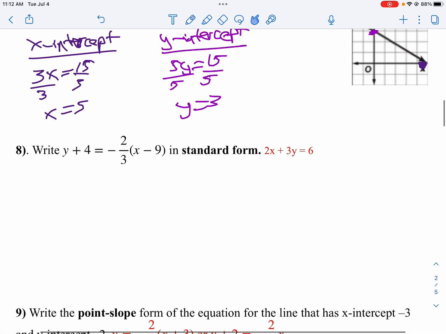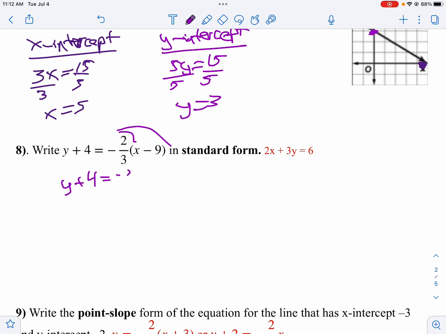On question number 8, I want to write this equation, which is in point-slope form, and convert it to standard form. Well, remember, standard form has no parentheses. So the first thing I'm going to do, I think it's easier, is to distribute that negative 2/3 in. So I get y plus 4 equals negative 2/3 x. A negative times a negative is a positive. Notice 3 goes into 9 3 times, so 2 times 3 is 6.